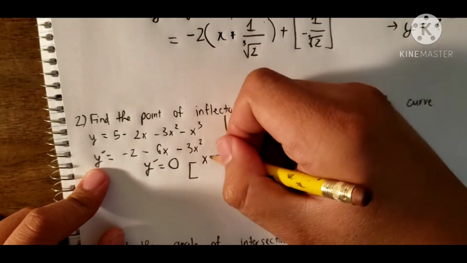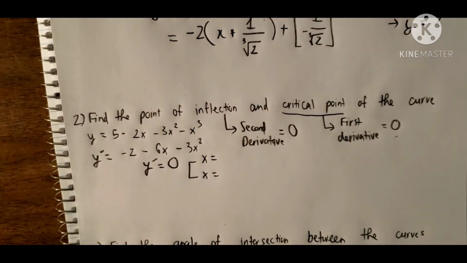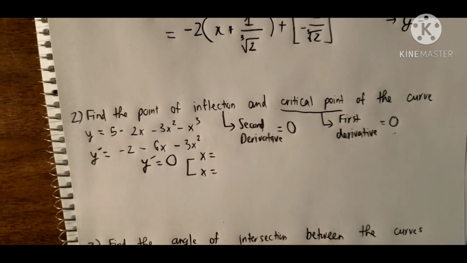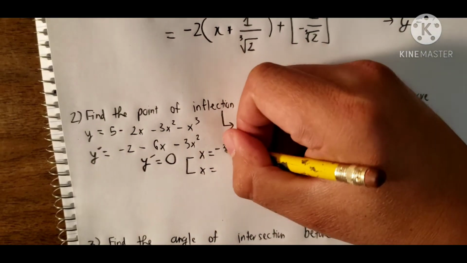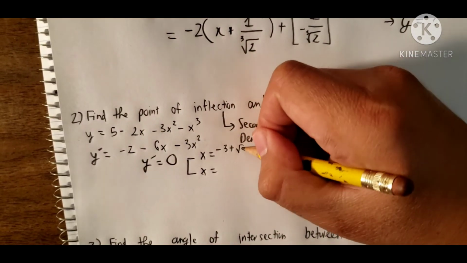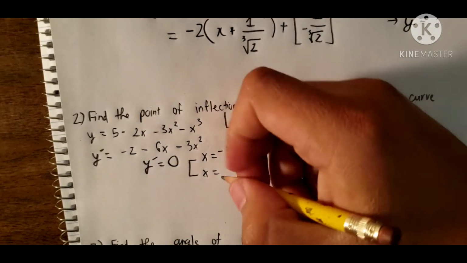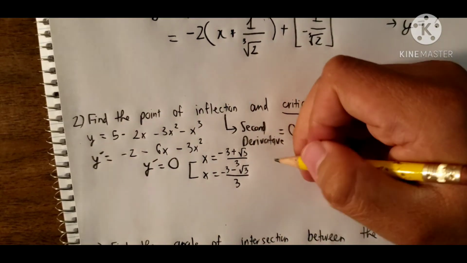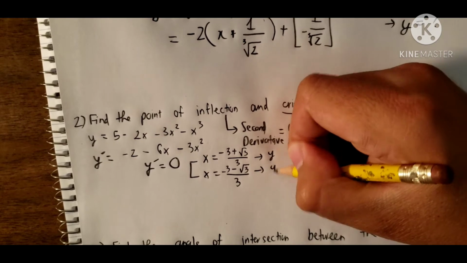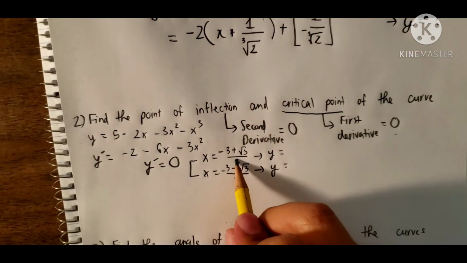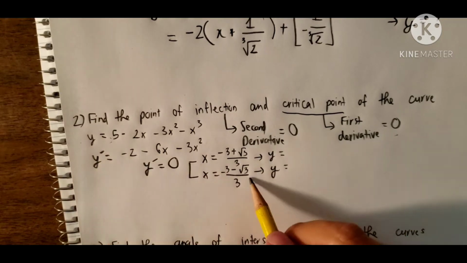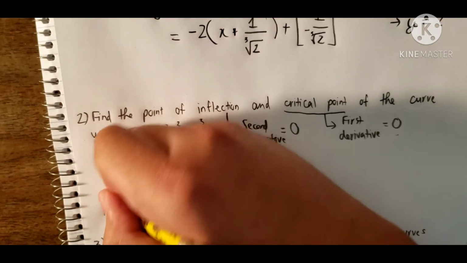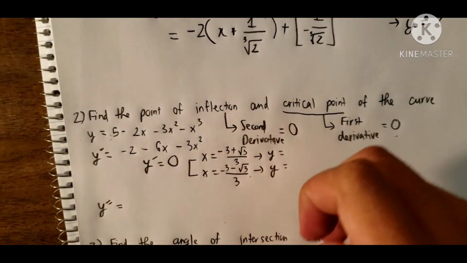And we got x is minus 3 plus square root of 3 divided by 3, and minus 3 minus square root 3 divided by 3. So if we have the x, you can find the y by inputting the x in this equation similar to this one. The inflection point is about the second derivative from the first derivative.